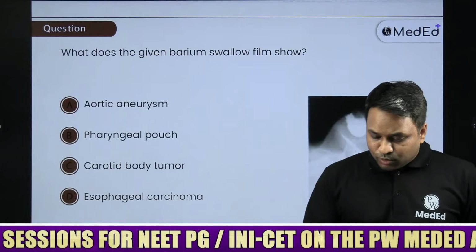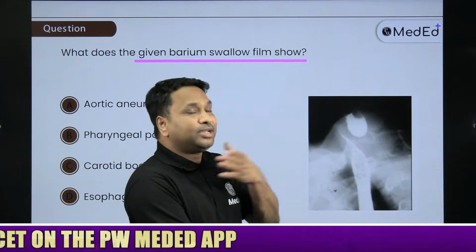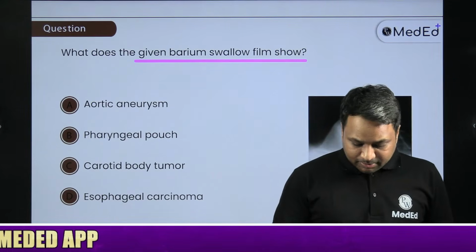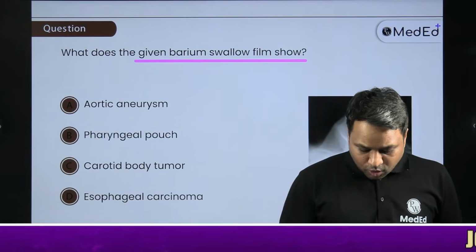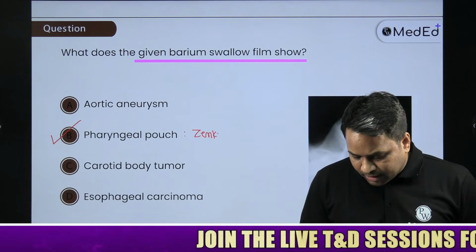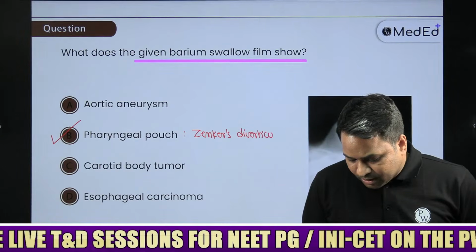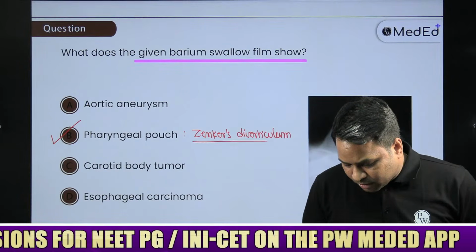Now, on the barium swallow, what do you see? On a barium swallow, you see there is an outpouching in the cervical region, and that is nothing but your pharyngeal pouch, also called Zenker's diverticulum. So when I say Zenker's diverticulum, what are the important points?